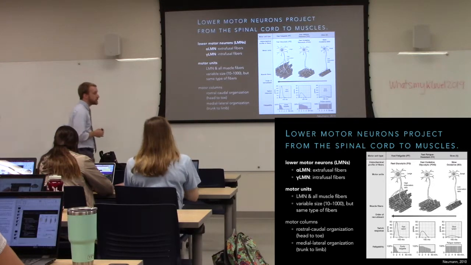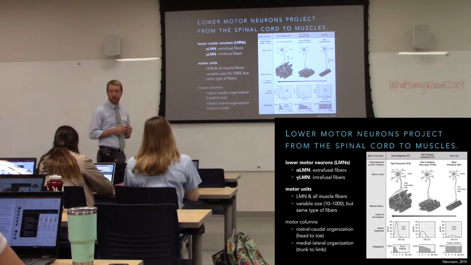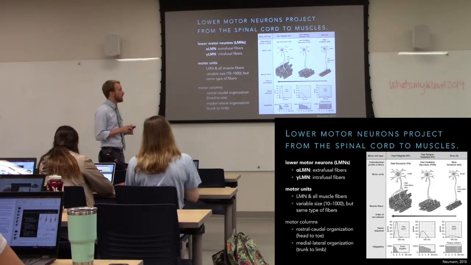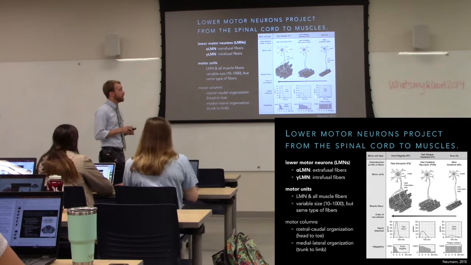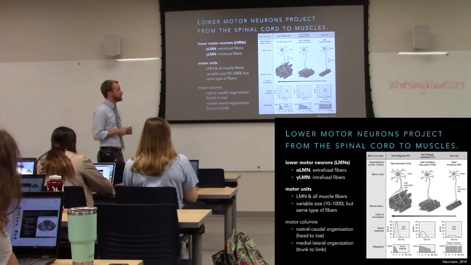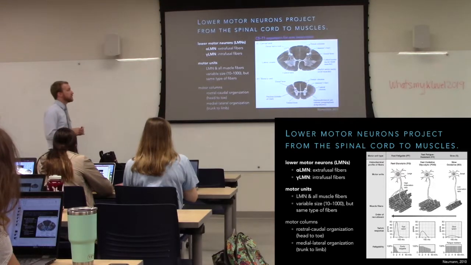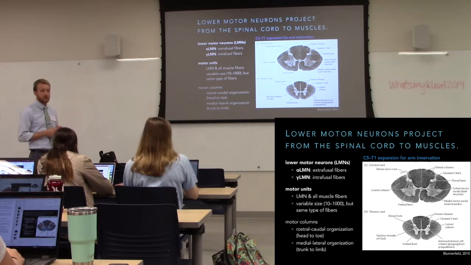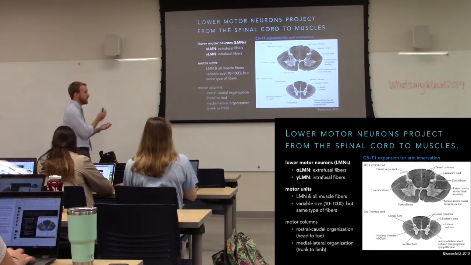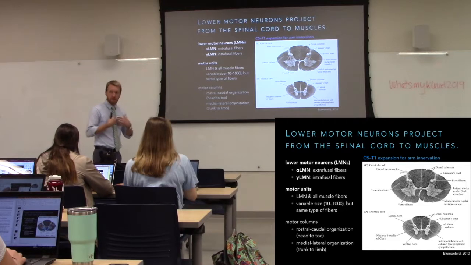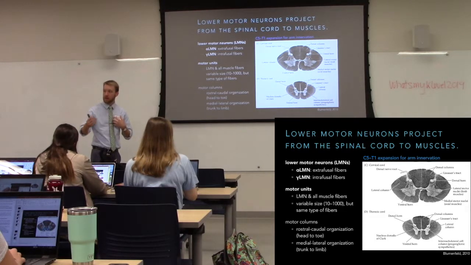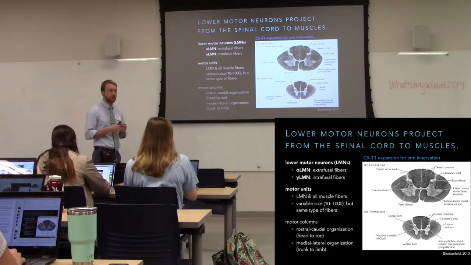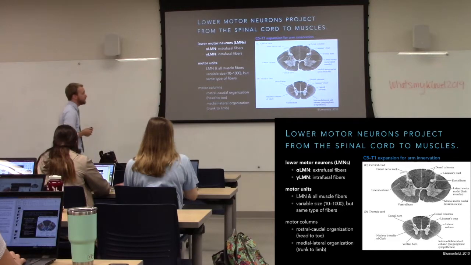The organization of the lower motor neurons is more pertinent for today. We all are well aware of the differences in the strength and fatigue ability of these different muscle fibers. We should also be aware of the organization of our lower motor neurons. So they're organized in different columns, just like we saw in the last slide, where there's medial portions innervating medial portions of the body, and the more lateral regions of the anterior horns are going to innervate lateral portions of the body.